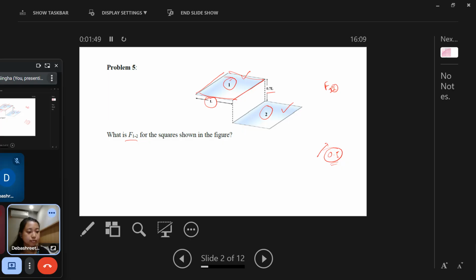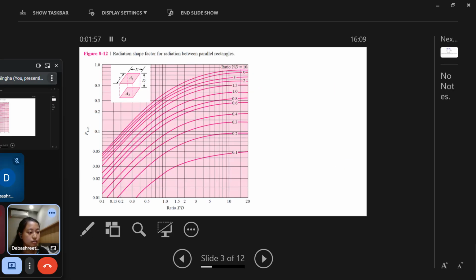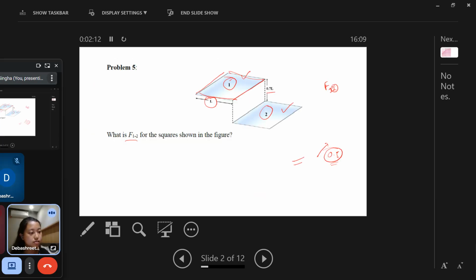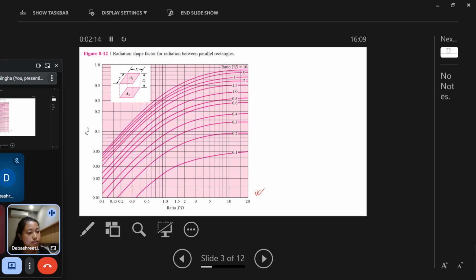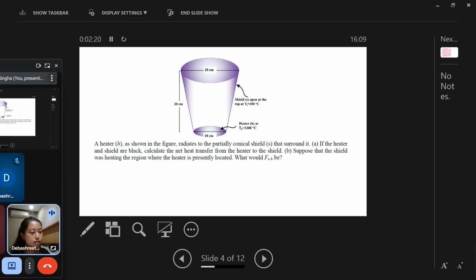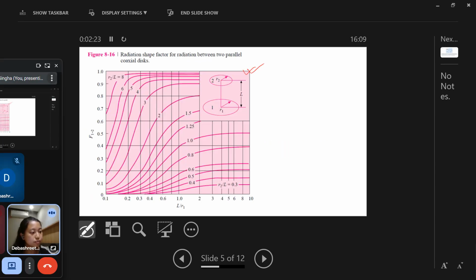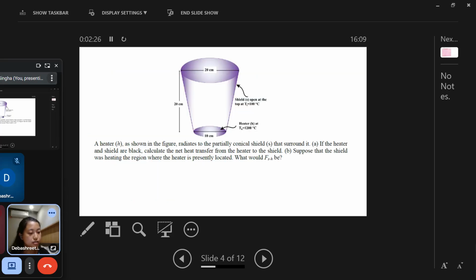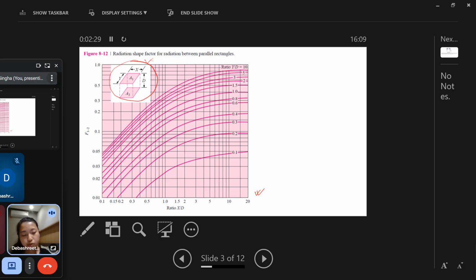But for a certain set of these surfaces, there are a few plots already available in the books, so you can see from there what the view factor is. This plot is available for a few combinations, just like this. We can mimic this system with our problem, and somewhere we will come across another system too. So there are already a few graphs available to us, and from there we can calculate the view factors.